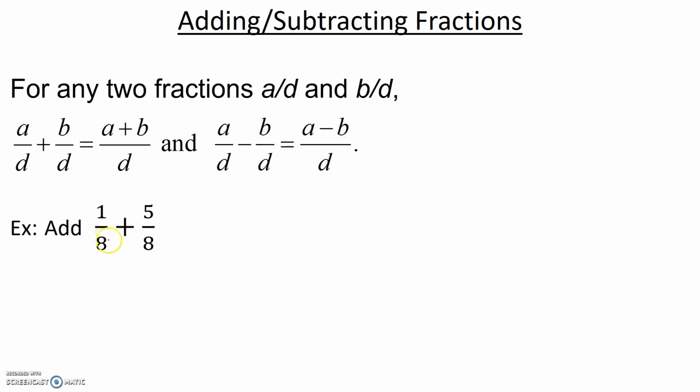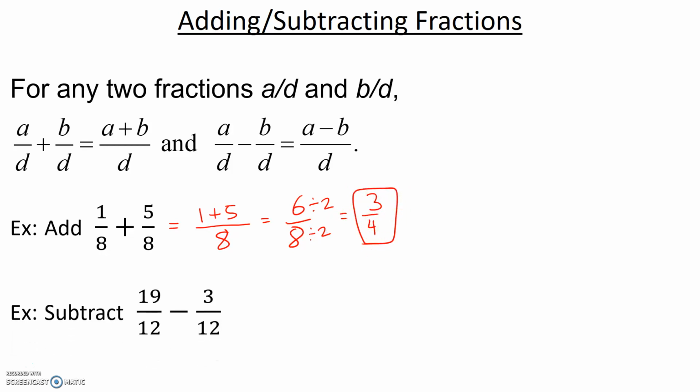To add 1 over 5 plus 5 over 8, unlike multiplication, we don't do anything with the denominators. Once we have a common denominator, the denominator doesn't change. We would add the numerators 1 plus 5. This will give us 6 over 8. Every fraction needs to be in simplest terms. 6 over 8 can both be divided by 2, so we will reduce the fraction, and our final answer would be 3/4. Let's look at one more example.